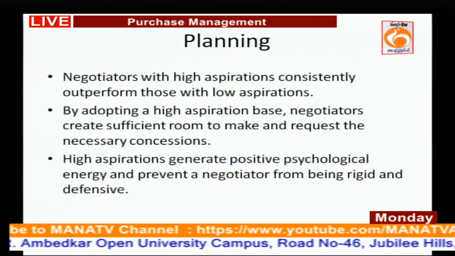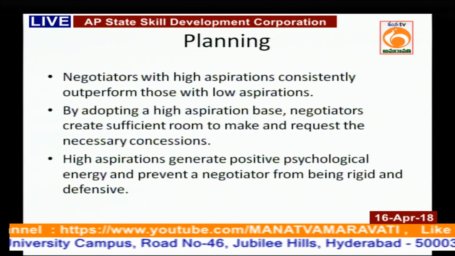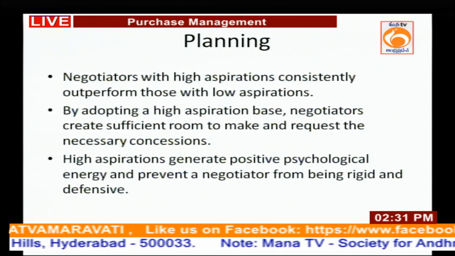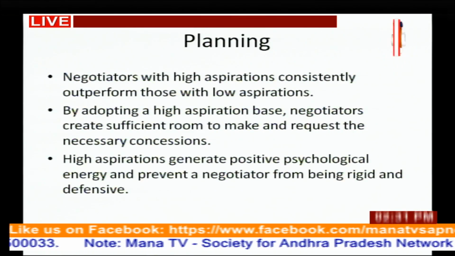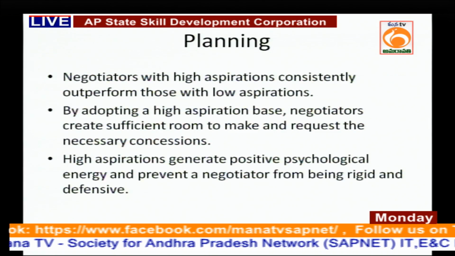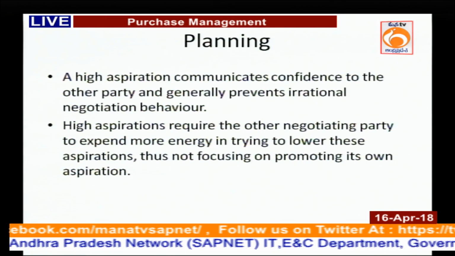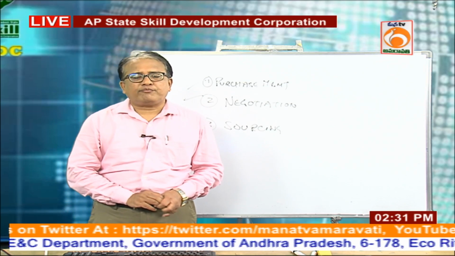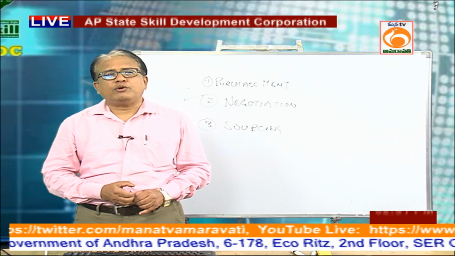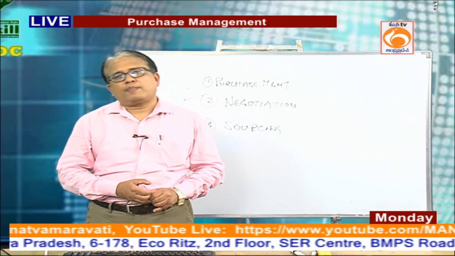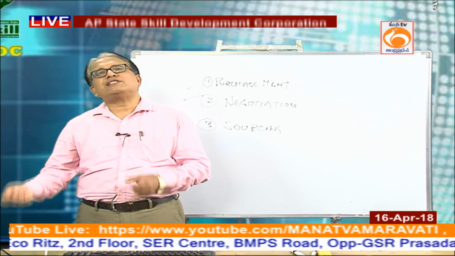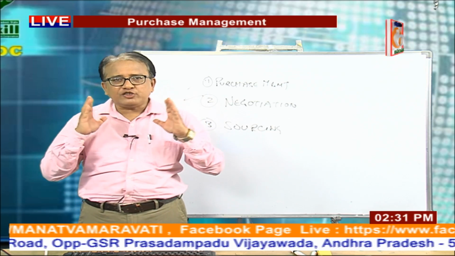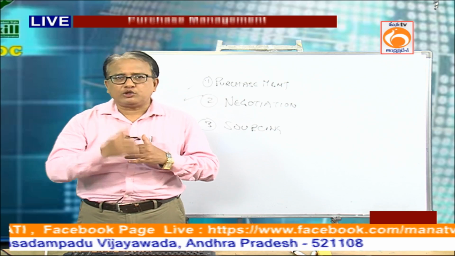What are the steps? Request necessary concessions, high aspirations, general positive psychological energy and prevent negotiator. So let us go to planning. Planning is extremely important. Planning is one of the first parts of negotiation. Now, who is negotiating? The buyer is negotiating with the supplier, and the supplier is negotiating with the buyer. So from both sides, one needs to plan before they sit across the table to negotiate.